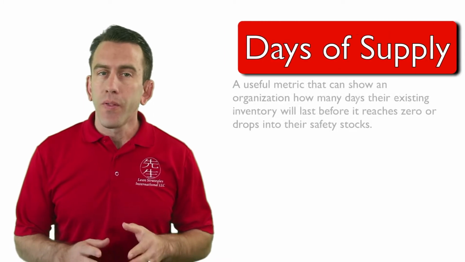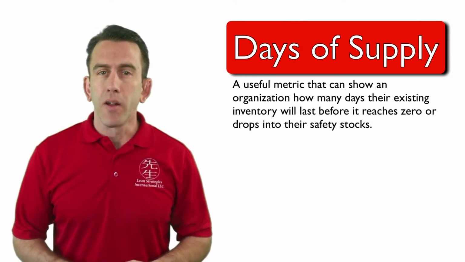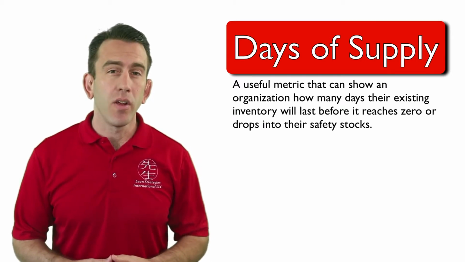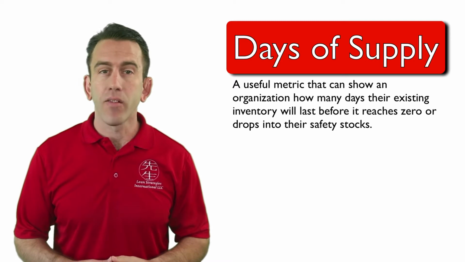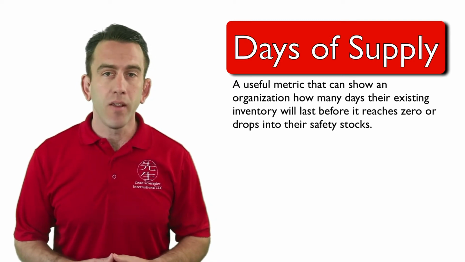Managing inventory would be impossible without a means to track how much inventory is on hand and if it is an appropriate amount of inventory. With this being said, the days of supply metric is a useful metric that can show an organization how many days their existing inventory will last before it reaches 0 or drops into their safety stocks.